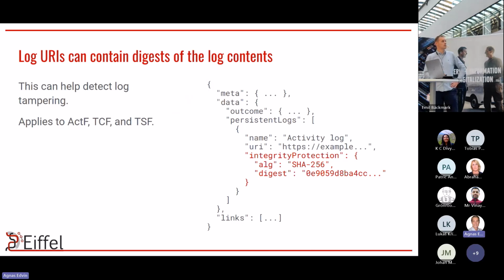Right, this is something that came out of a general increased focus on security. For a while, we have had the possibility of having digests or checksums for artifacts, but we realized that logs are in a way also artifacts, and we want to make sure that if there is tampering of the logs, we know about it. So along with the persistent logs attributes for activity finished, test case finished, and test suite finished, you can optionally provide a digest of the log contents.